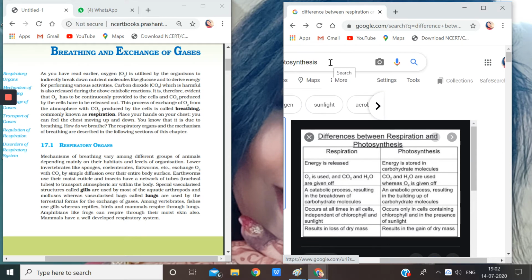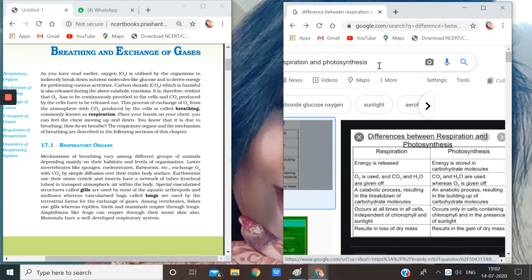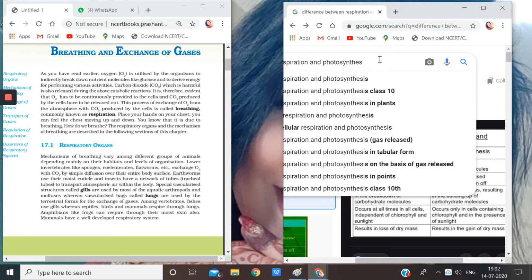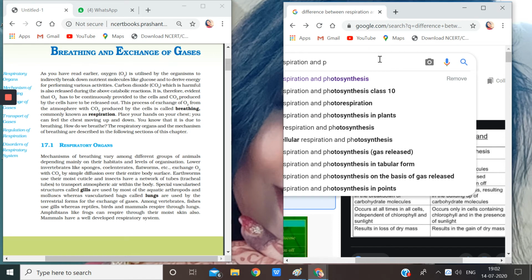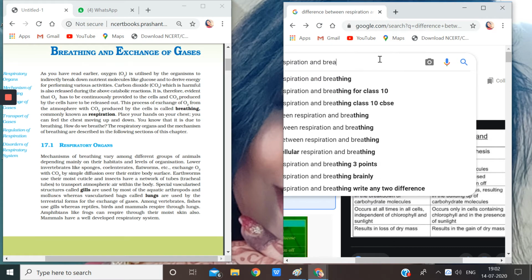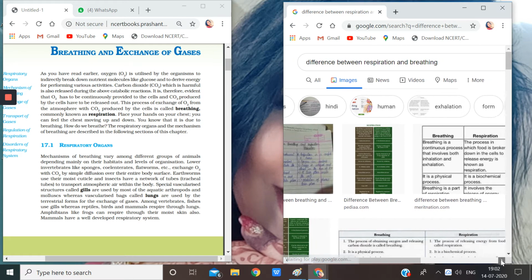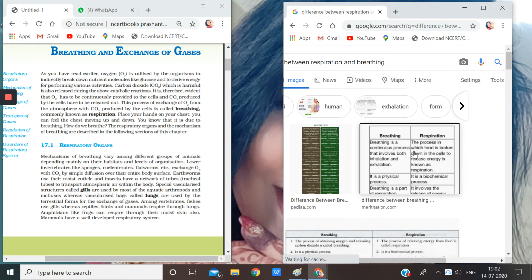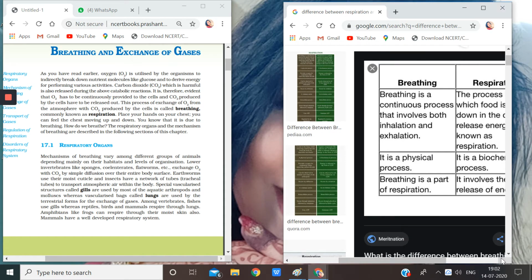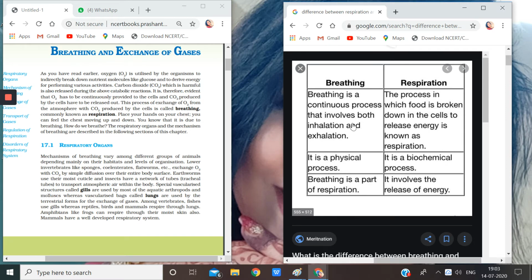I think I should type here. Oh, I have typed photosynthesis. I need to type here respiration and breathing. Okay, so here I am, respiration and breathing, just to show you the difference, because you should know what is the difference between respiration and breathing. A very simple procedure.